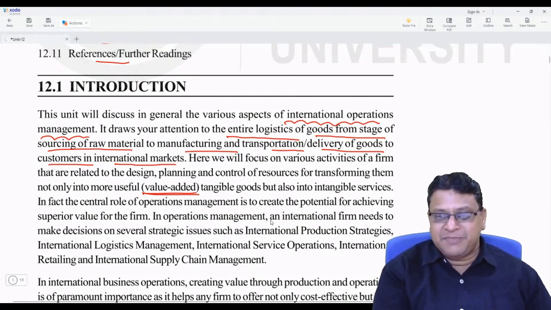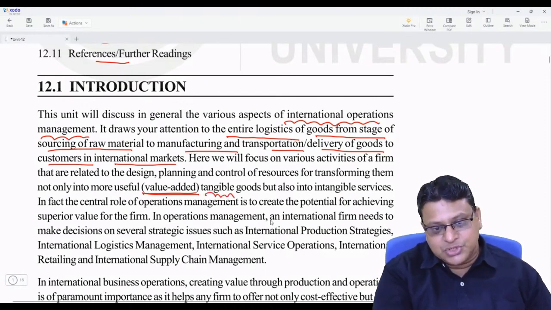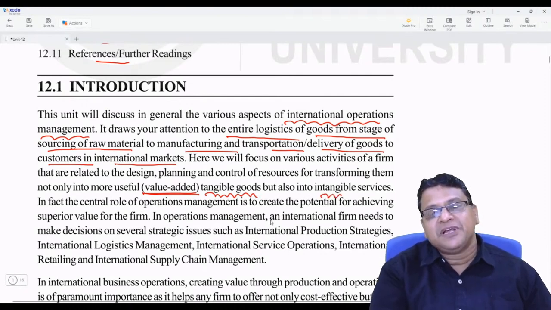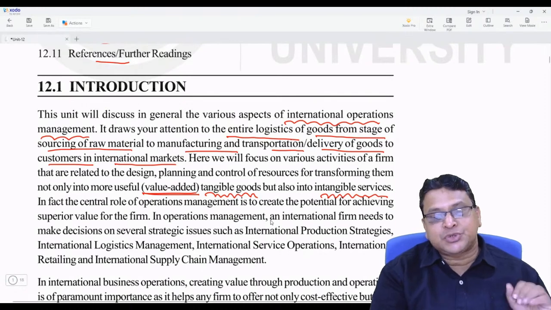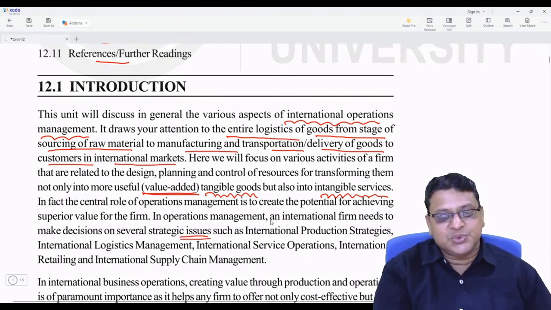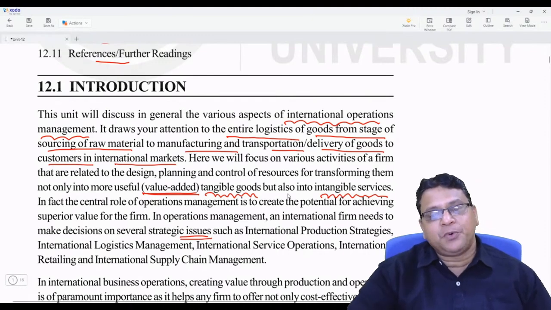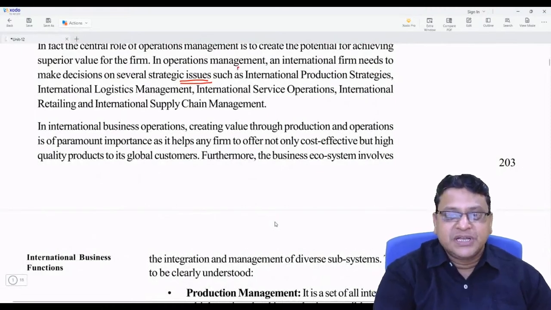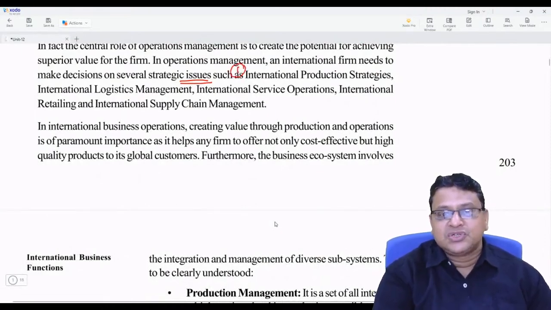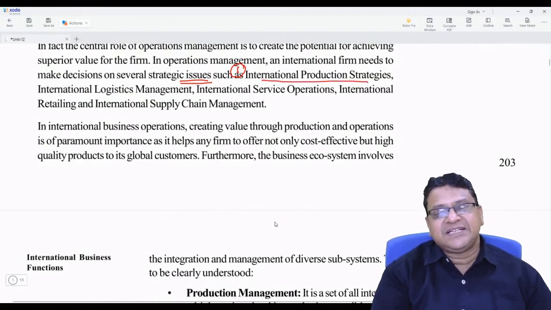International operations management is not only applicable in the case of tangible goods, but also in the case of intangible goods. International operations management has 5 important issues, and we will discuss each issue separately. What are the 5 important issues? The first important issue is international production strategies. We will discuss what international production strategy is and what the different elements of international production strategy are.